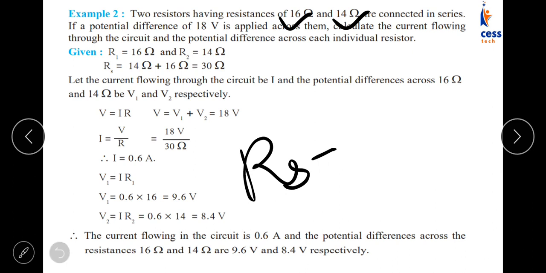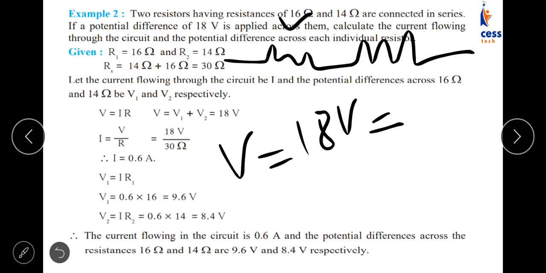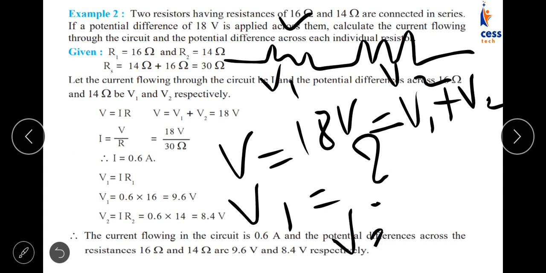Now the second statement we should read: the potential difference of 18 volt is applied across them. So total potential difference is 18 volt, and since the two resistors are connected in series, V1 and V2 will be the potential differences. So 18 will be equal to V1 plus V2. Okay, calculate the current flowing through the circuit and the potential difference across each individual resistor. So we need to calculate V1 and we need to calculate V2, both the things. We have the total value.